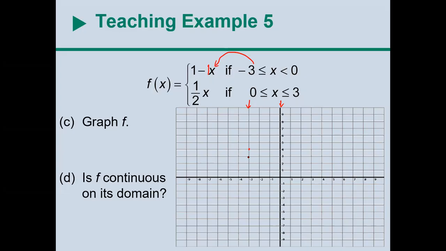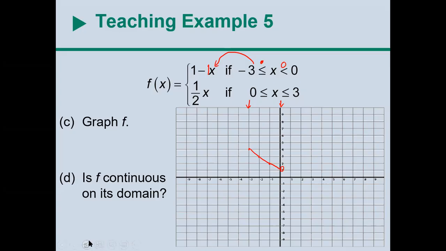So I'm going to go down 1, right 1, down 1, right 1, down 1, right 1. Am I at 0? Yes, at 0. Is it an open or closed circle? Open, because it's strictly less than. At 3, it's closed because it's less than or equal to. So I'm going to make this an open circle, and I'm going to connect my dots. That's the first half of my piecewise.